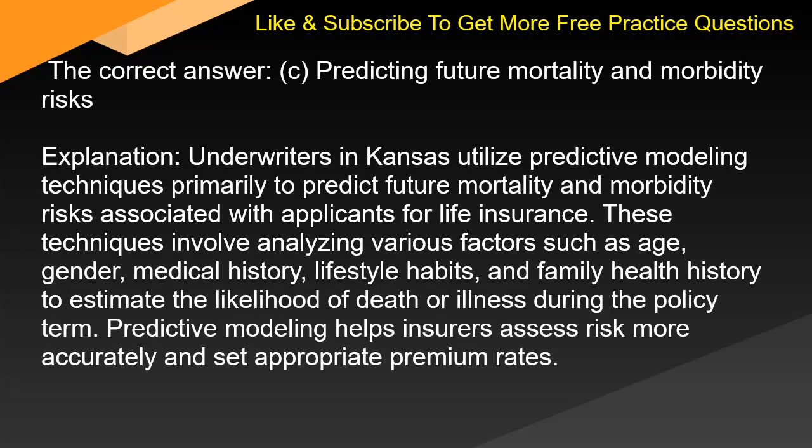The correct answer, C. Predicting future mortality and morbidity risks. Explanation. Underwriters in Kansas utilize predictive modeling techniques primarily to predict future mortality and morbidity risks associated with applicants for life insurance. These techniques involve analyzing various factors such as age, gender, medical history, lifestyle habits, and family health history to estimate the likelihood of death or illness during the policy term. Predictive modeling helps insurers assess risk more accurately and set appropriate premium rates.